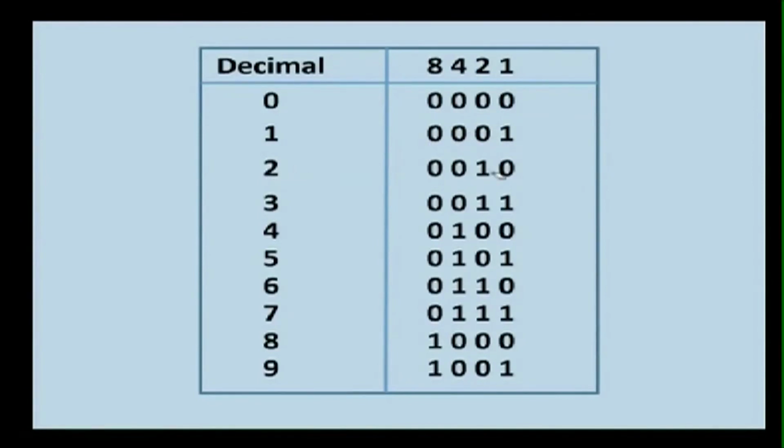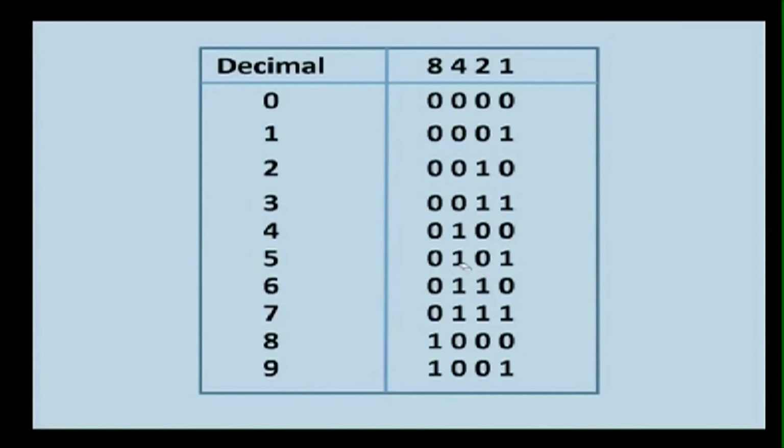If you take 2, according to the weights, this is only 2. All the other numbers are 0. So you get 0, 0, 1, 0, which represents a 2. The 3 is written as 2 plus 1, 3. So 0, 0, 1, 1. 4, you can see, is written as 0, 1, 0, 0.